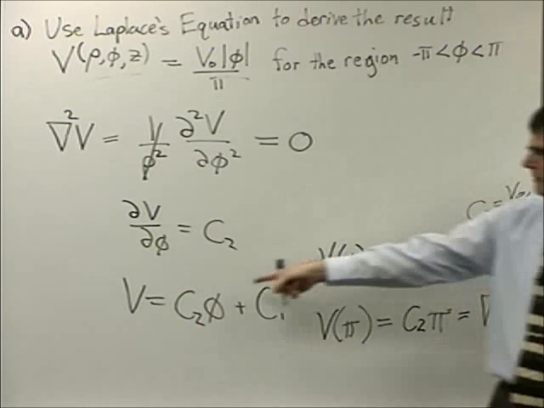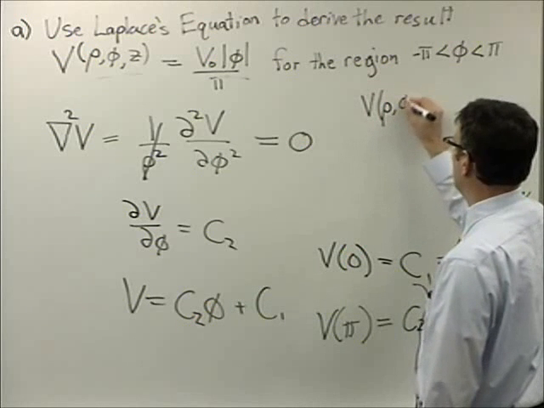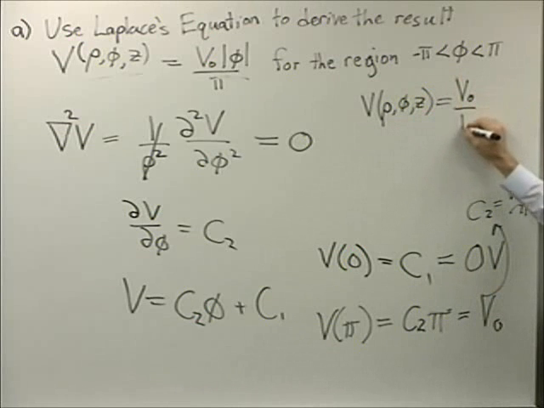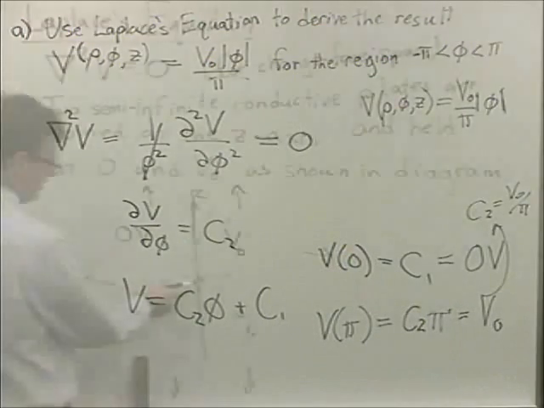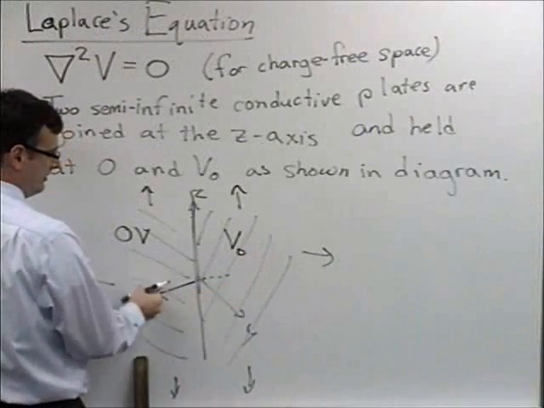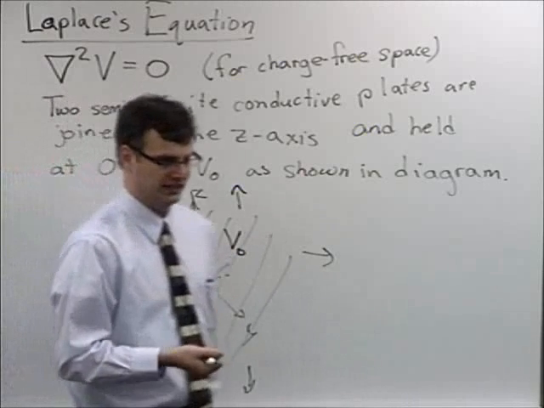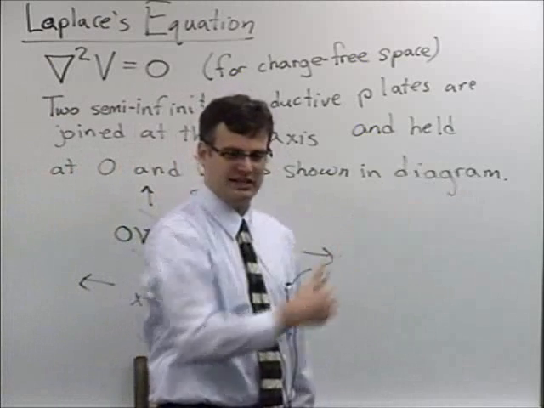Plugging those back into my original formulation, I get V as a function of rho, phi, z is equal to V naught over pi, that's my C2, times the absolute value of phi. I can put an absolute value there because this is valid the way I've constructed it for this side of the half space, and of course the other side should be symmetrical in its nature as well. So when phi is negative, I should get the same linear taper up.